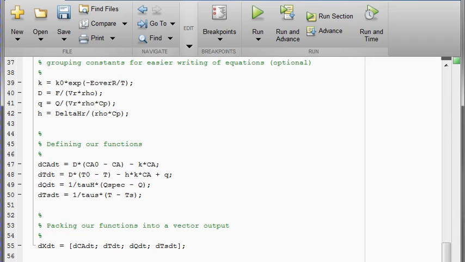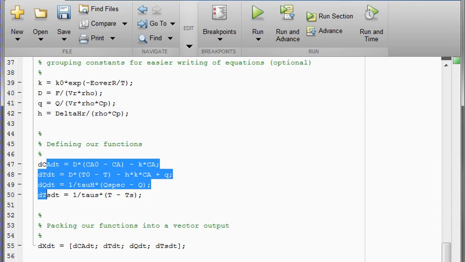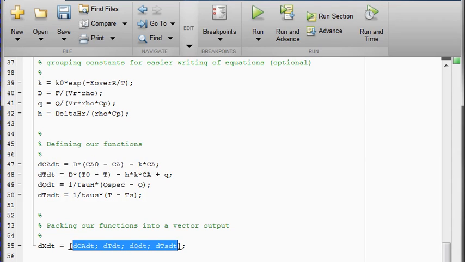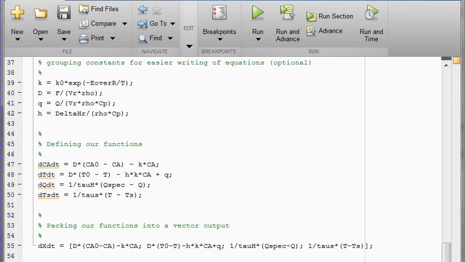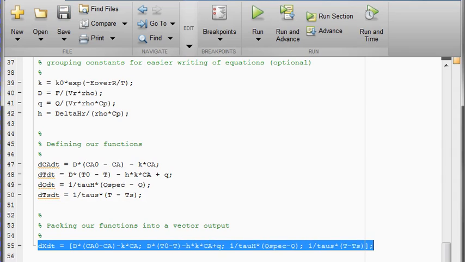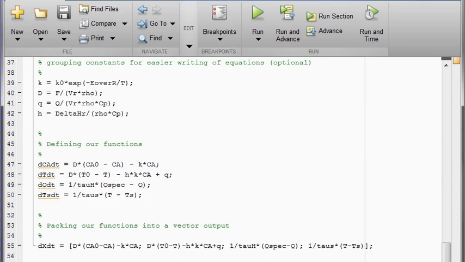Now there's one more thing that I want to show you, which is sometimes people might suggest that instead of writing out your four equations here and then packing them back up into this vector form, you can actually just write them all in one line right here. So let me show you what I mean. So now this one line of code here is equivalent to what I had before.